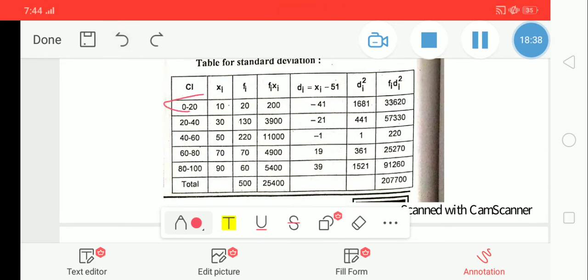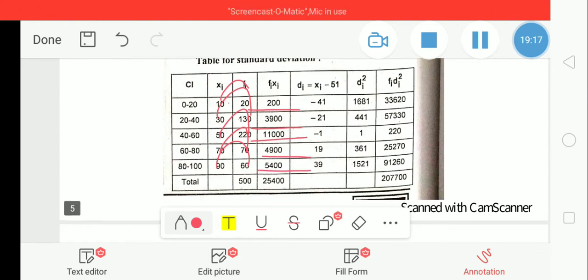Only how to write: 0 plus 20 divided by 2 is 10, 20 plus 40 divided by 2 is 30, 40 plus 60 divided by 2 is 50, 60 plus 80 divided by 2 is 70, 80 plus 100 divided by 2 is 90. This is the mid value of the class interval, xi. And fi is the frequency, that is given. So now fi multiplied by xi: 200, 3900, 11,000, 4,900, 5,400.